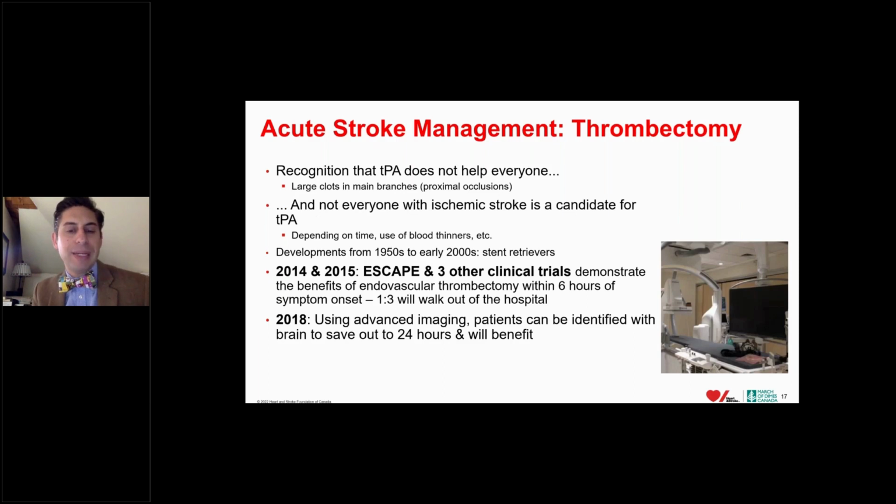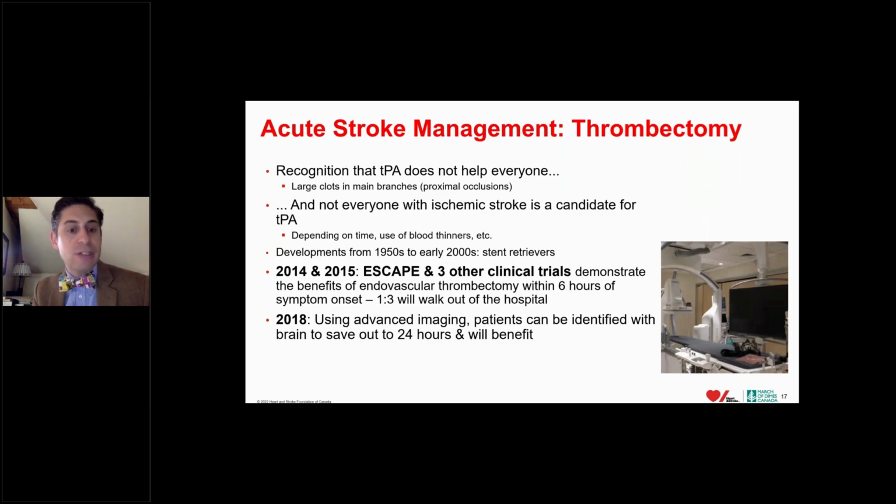The second major pillar of acute stroke treatment is what we call thrombectomy, or endovascular thrombectomy. Now, while thrombolysis, the clot-busting drug, is a great treatment, it doesn't help everyone, especially those people with large clots in main branches in the brain. And not everyone is a candidate for this kind of clot-busting drug, depending on passage of time, the use of blood thinners, etc. And so, in fact, since the 1950s, we've been interested in trying to develop ways to go into the brain with devices and pull those blood clots out.